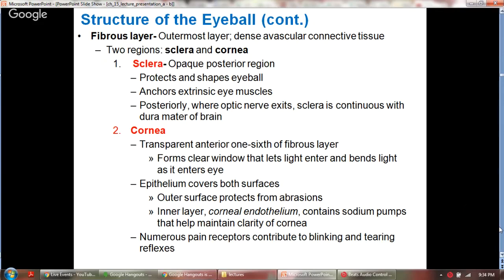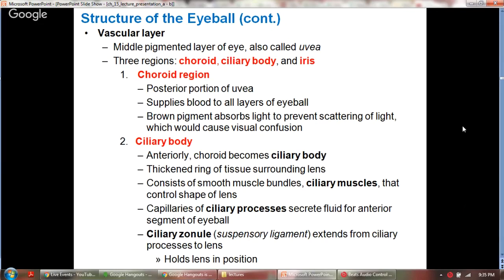The cornea is the transparent anterior one-sixth of the fibrous layer. It forms the clear window which lets light enter and bends light as it enters the eye. The epithelium covers both surfaces, and the outer surface protects from abrasion. The inner layer is composed of corneal endothelium, which contains sodium pumps and helps to maintain the clarity of the cornea. And also, numerous pain receptors contribute to the blinking and tearing reflexes of the eye. The vascular layer is the second layer.